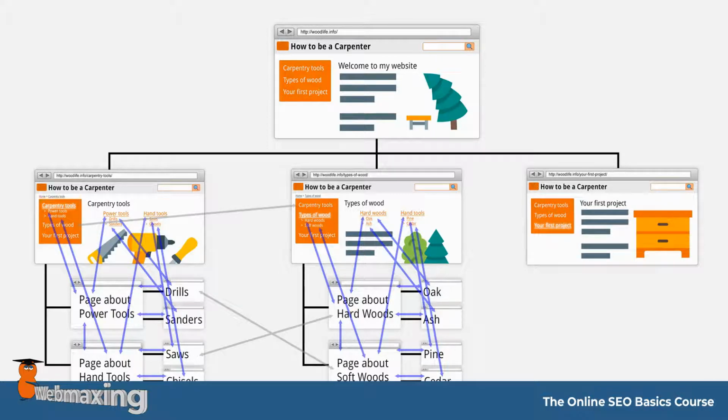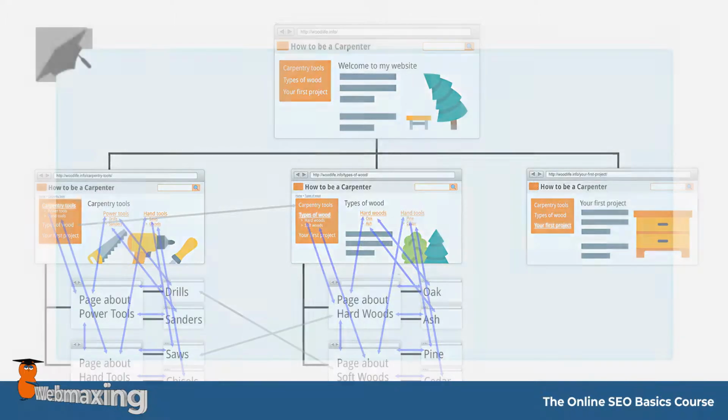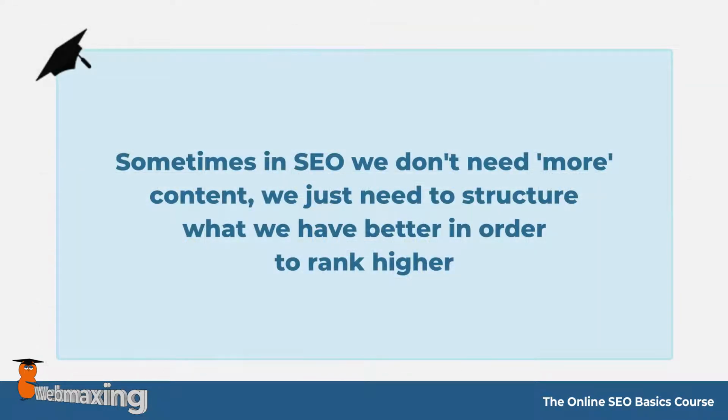Now search engines understand that our sample site is a highly relevant website when it comes to carpentry tools and types of wood in carpentry. Because it doesn't just have one page on each subject, it has multiple pages organised into clear to navigate silos. Sometimes in SEO we don't need more content, we just need to structure what we have better in order to rank higher.